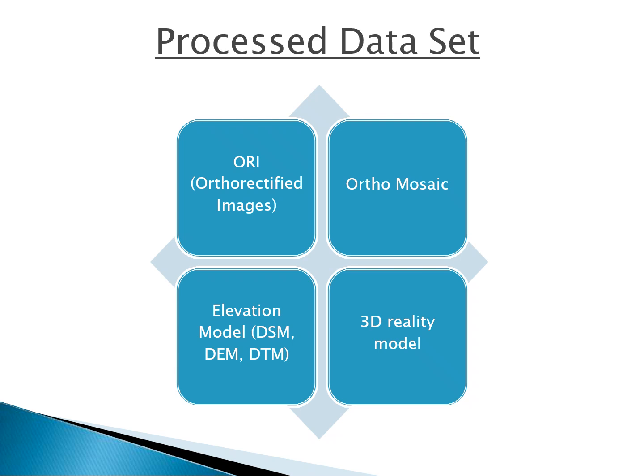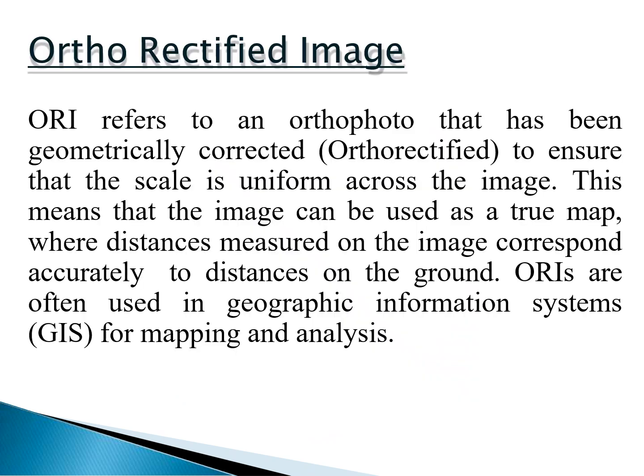Let's see one of the results: orthorectified images. Now, what is an orthorectified image? An orthorectified image is a super accurate photo from above that's been fixed so distances on the image match real-world distances. It's like a perfect map you can measure with a ruler. These are used in things like GPS systems or city planning because they're so precise. Imagine a Google Maps image you could measure like a blueprint.